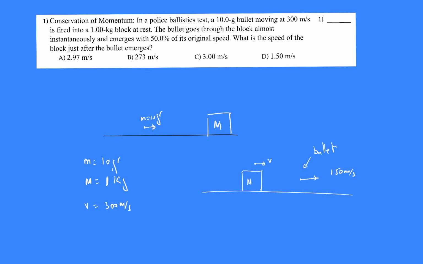This problem we have, we are going to chapter 8, that is conservation of momentum. And this problem is like this.